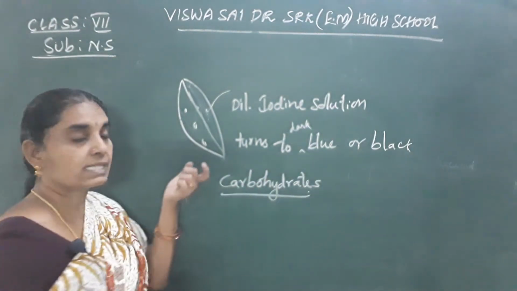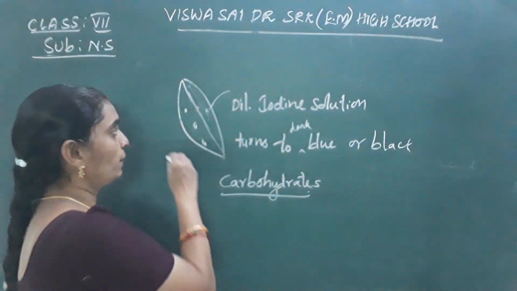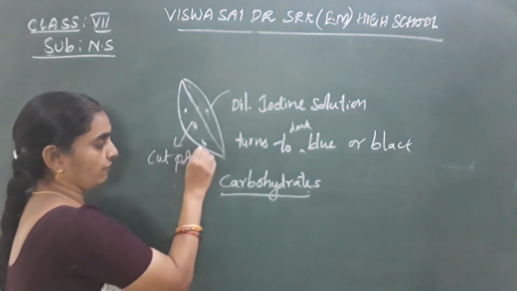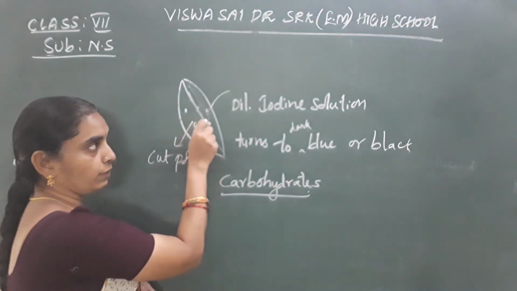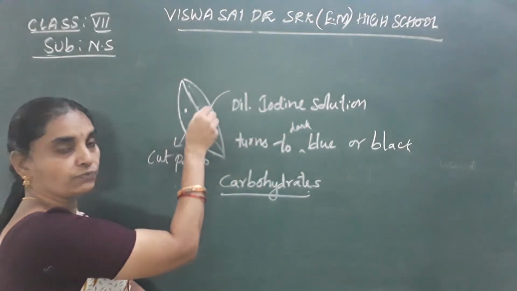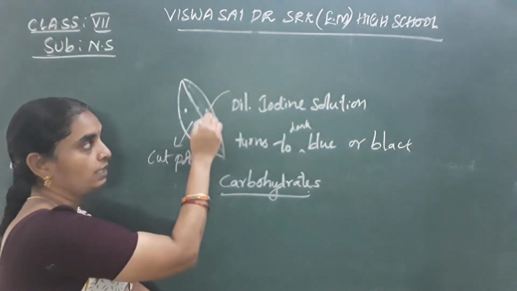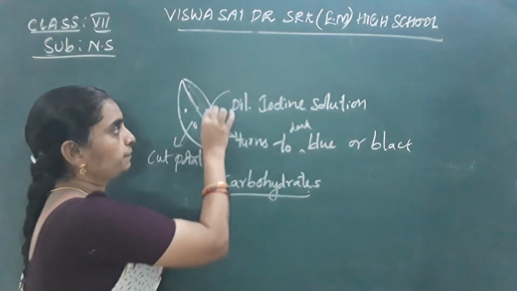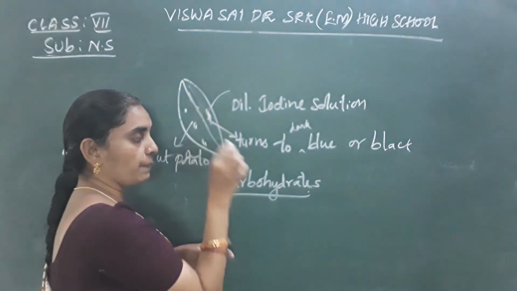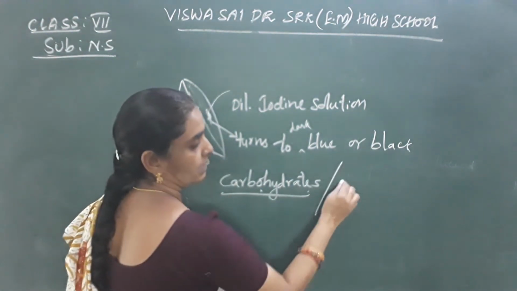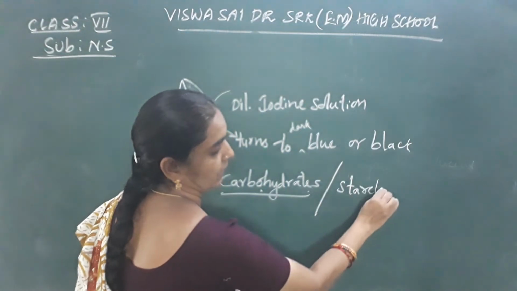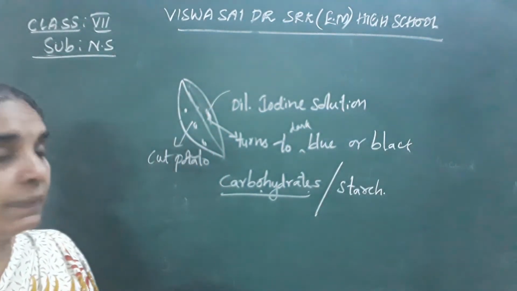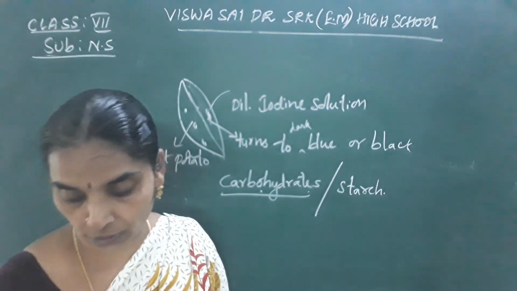So starch is present in the potato. This is a cut potato. Okay children? On a cut potato, if you add a few drops of dilute iodine solution, and it turns dark blue or black, then it confirms the presence of carbohydrates, that is starch. Is it clear children? Next, once again this is the repetition part of your lesson also.